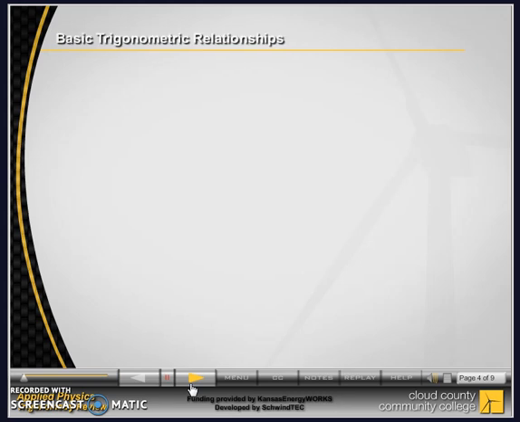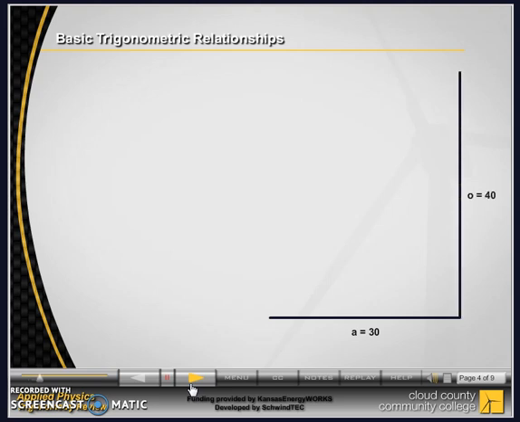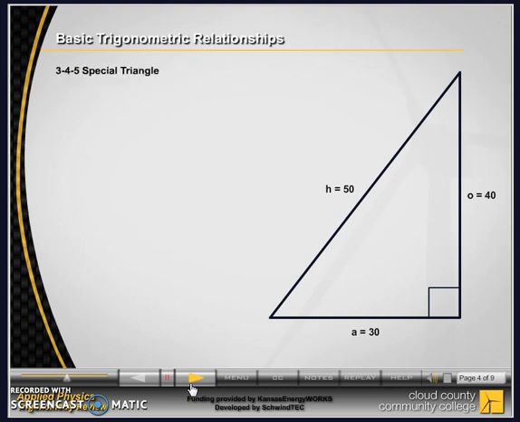Suppose we were to draw a triangle such that the bottom of the triangle was 30 units, side A, and then we were to draw the altitude of the triangle 40 units, side O, or opposite. Finally, we draw the hypotenuse of the triangle, which if we measured its length, we would find to be 50 units. This is a classic right triangle, which is sometimes called a 3-4-5 special triangle because of the associated lengths.